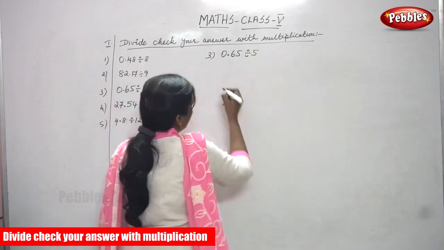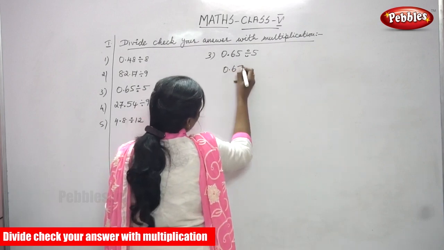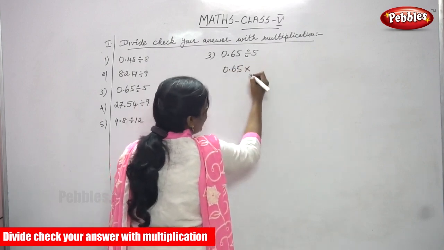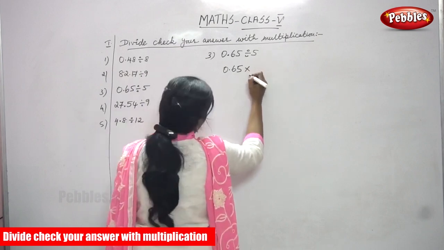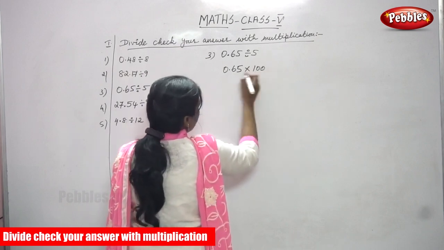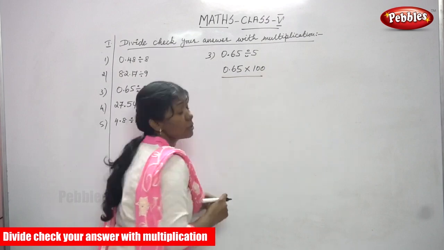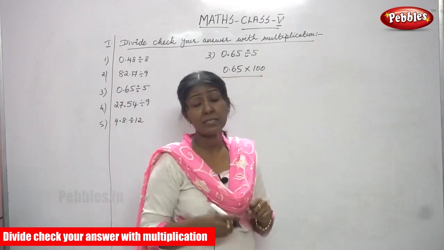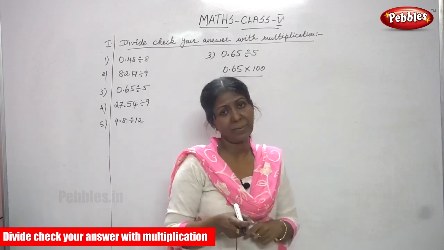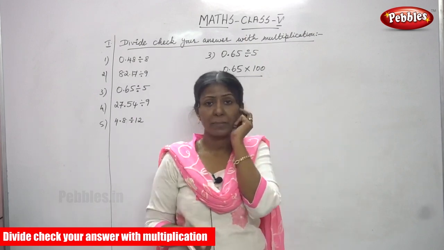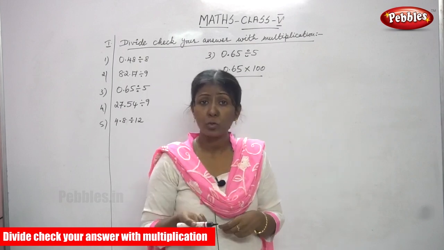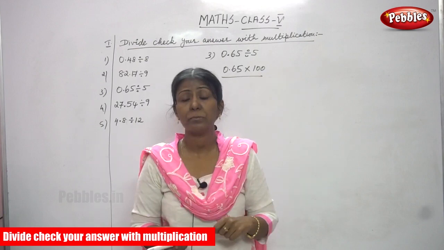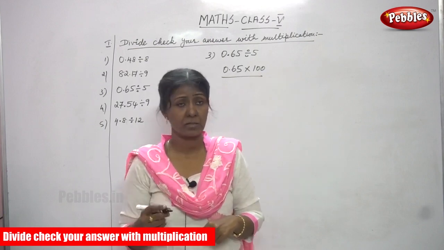The same method, that is not the long division method. Our previous method we used, but first, multiply by 100. So why should I multiply by 100? 0.65 into 100. Because after the point how many digits? 2 digits, so you have to multiply by 100 only. If you multiply by 100 only, it becomes a whole number. Then 5 is a whole number, so you have to multiply only by 100.